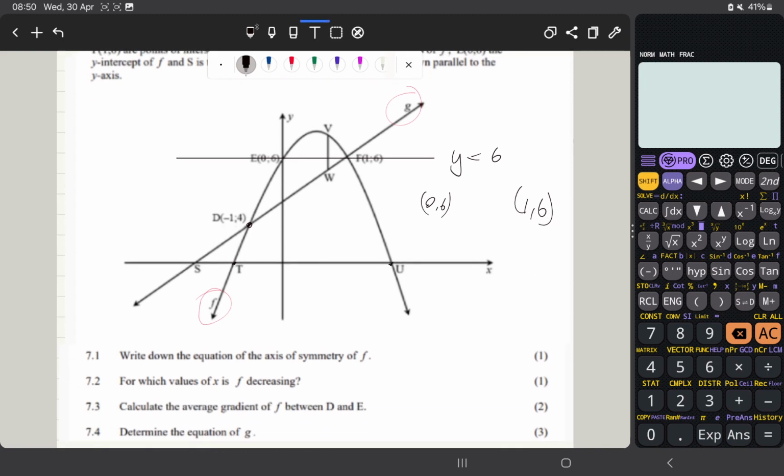So now we know, since we have 6 and 6, that's the same y value. If we add the x values, which is 0 plus 1, divided by 2, we're gonna get half. That half, x equals half, has to be your axis of symmetry, because it's the middle line, the line that cuts this parabola into two equal sides. By cutting it into two equal sides, this side will have to be equal to this side, right? So that's where the logic comes from.